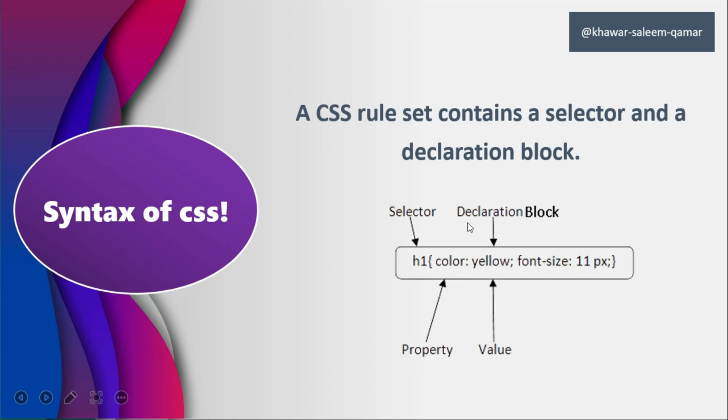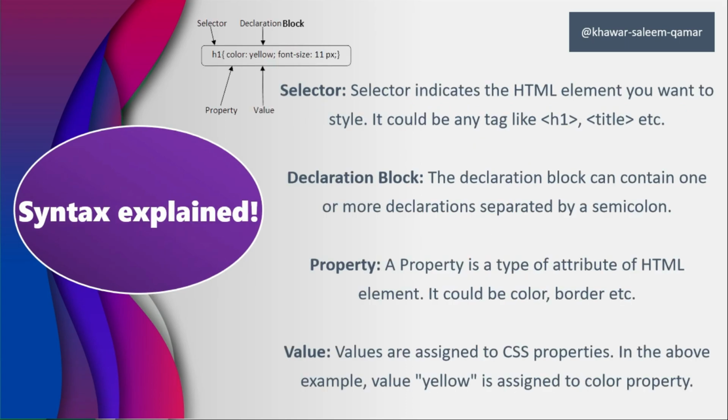Let's talk about each of these labels, what each label means. First of all, let's talk about the selector. The selector indicates the HTML element you want to style. It could be a tag like h1, title, etc. So I thought you got it. A selector is any tag inside our HTML which we want to style by using the style sheet.